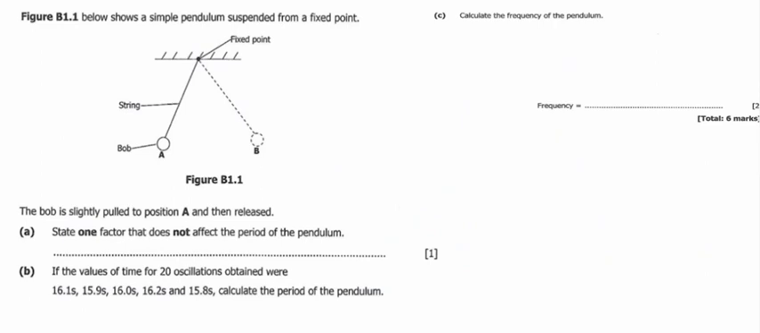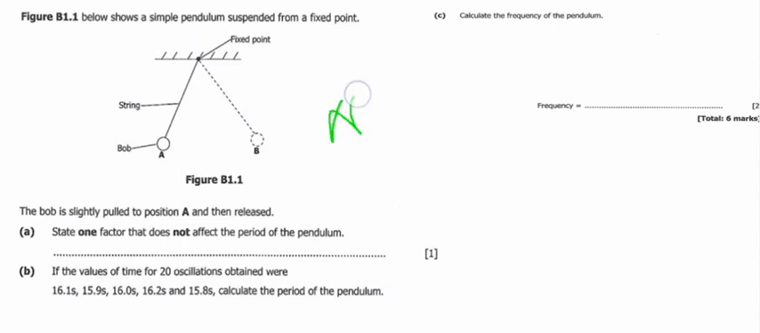The last one is saying, figure B1.1 below shows a simple pendulum suspended from a fixed point. So we have the screen and also the bulb. The bob is slightly put to position A and then released. State one factor that does not affect the period of the pendulum. You need to be very, very careful when reading the question. This question is saying, state one factor that does not what? Affect the period of the pendulum.